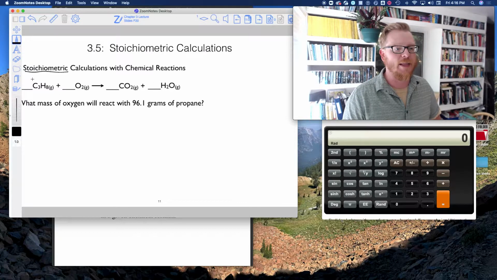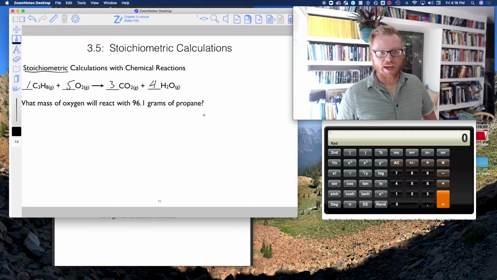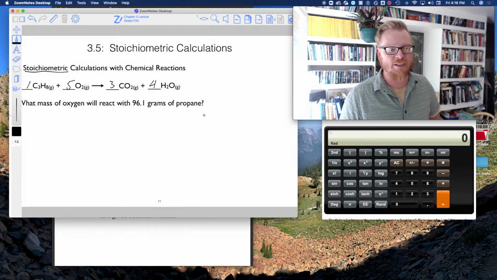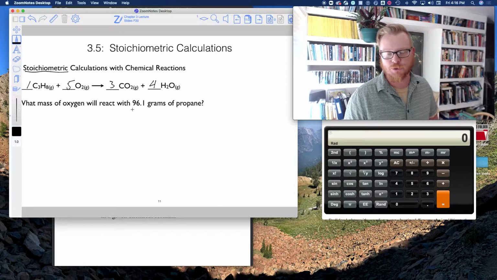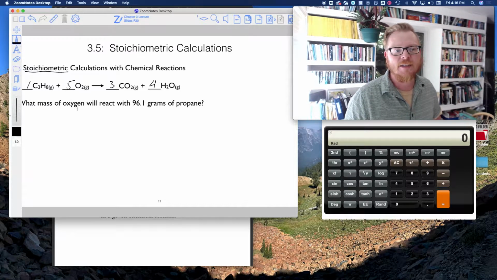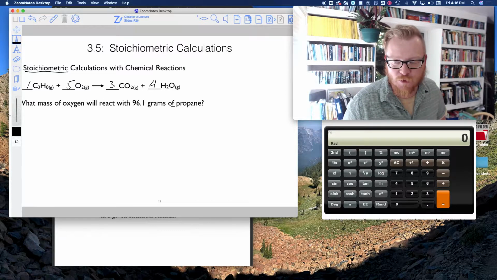And as you recall from last time we did that, these numbers were 1, 5, 3, and 4. Make sure you can get to those numbers, right? We did that last time, okay? And so now, this is not so much a question of how much CO2 will this reaction produce, but instead it's how much oxygen will react with 96.1 grams of propane.